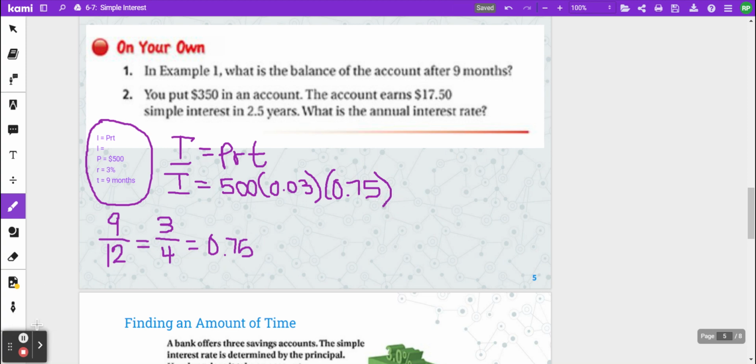Now we'll multiply 500 times 0.03 times 0.75. The interest earned on this particular investment is $11.25. Once you know what the interest earned is, you can calculate the balance by adding the amount of interest earned to the principal. 500 plus $11.25 is $511.25.